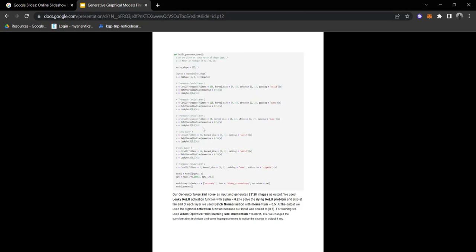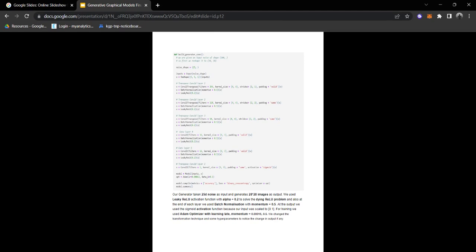Now we can see here our generator is given an input of 25 dimensional noise, and it generates a 28 by 28 dimensional output. Here also we use leaky ReLU activation function with alpha equal to 0.8, and at the end of each layer we use batch normalization with momentum equal to 0.2. At the output layer we used a sigmoid activation function because our input was scaled to 0 to 1. Last time we used the tanh activation.